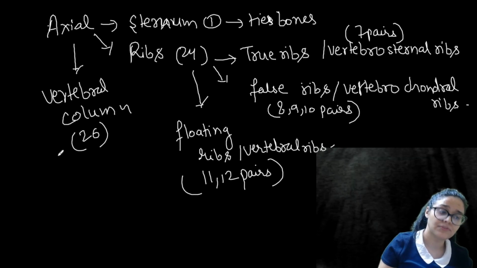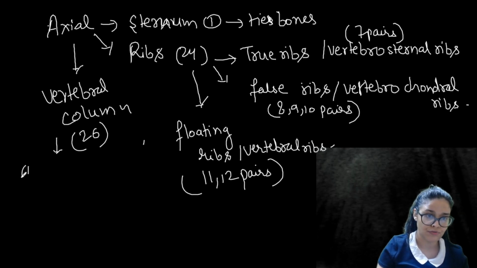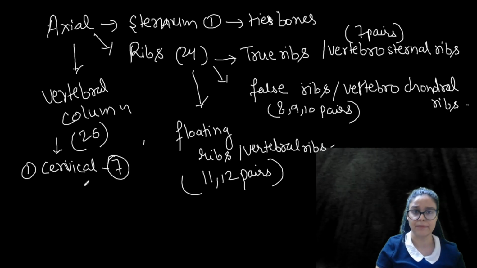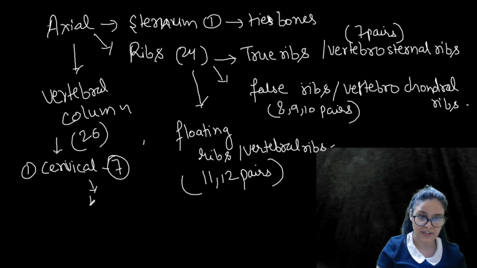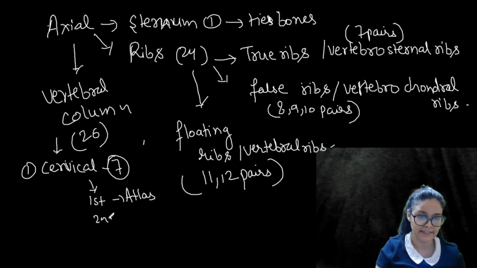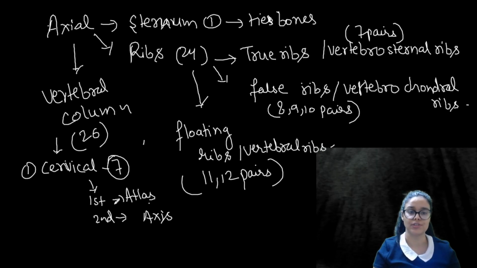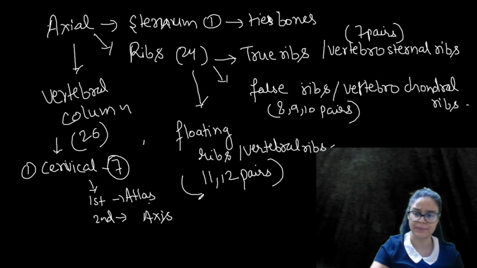When we talk about the vertebral column, it has types. Let me write it down here. The first type is cervical, and cervical vertebrae are present in our neck region, and these are 7 in number. The first cervical vertebra is known as the atlas, which is connected with our skull, and the second is known as the axis. Atlas and axis are connected with each other.